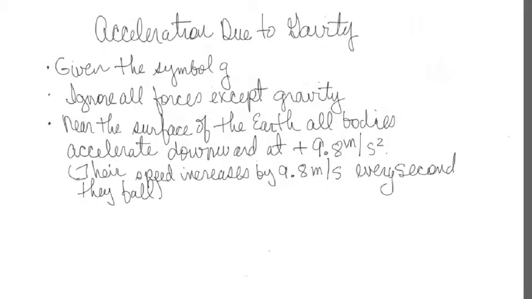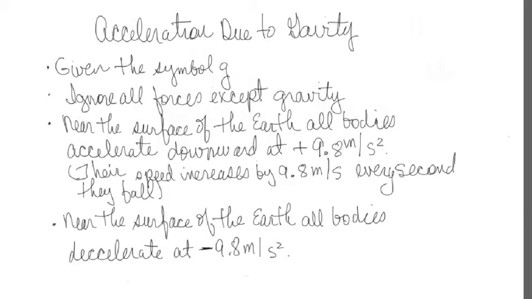Now, near the surface of the Earth, all bodies accelerate downward at a plus 9.8 meters per second squared. That means their speed increases by 9.8 meters per second every second that they're falling. So starting from rest after 1 second, a body will have a speed of 9.8 meters per second. After 2 seconds, it will have a speed of 19.6 meters per second.